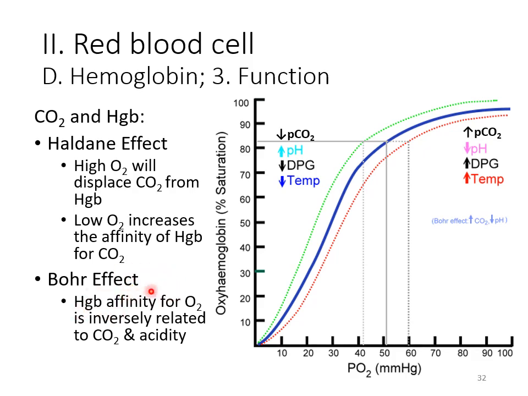And then the Bohr effect describes the relationship of hemoglobin affinity for oxygen and the levels of CO2 and acidity. As we described when we talked about the shift to the right and shift to the left, if there is an increase in CO2 and an increase in your acidity, or a decrease in pH, the hemoglobin affinity for oxygen will decrease, and you call that the Bohr effect.